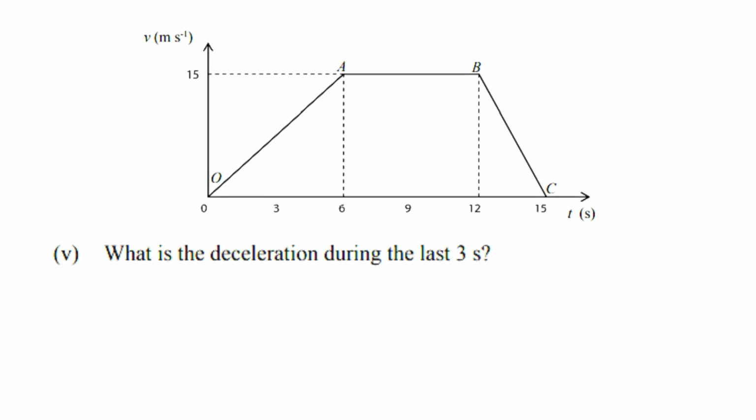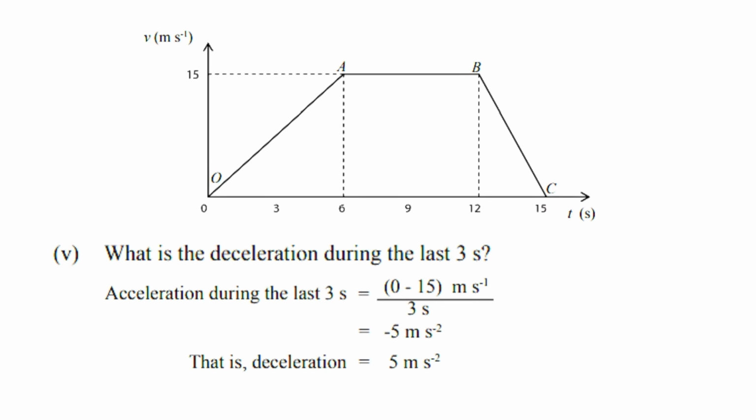Then the next question is what is the deceleration during the last 3 seconds? Deceleration is the negative of acceleration, so acceleration during the last 3 seconds is 0 minus 15 divided by 3, that is minus 5 ms^-2, therefore deceleration is 5 ms^-2.